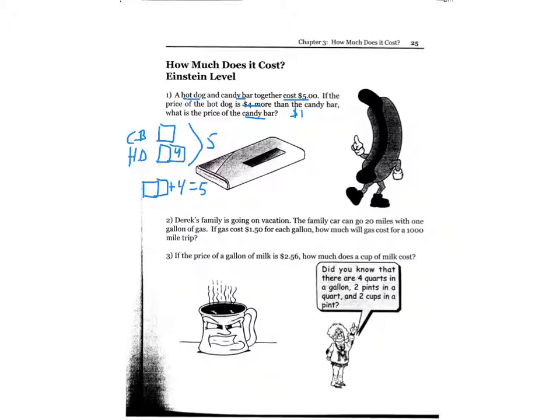Well, we want to know what just these are. We take away 4, so we subtract 4, and we get that the two boxes must equal 1, so each box must be 50 cents. So how much is the candy bar? 50 cents. How much is the hot dog? 50 cents plus $4, so it's $4.50.